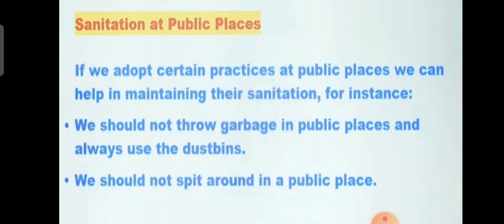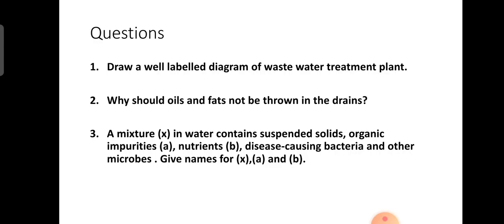Right? Now, the last thing is your questions which you have to do. Questions are very easy, but still if you face any problem solving them, you can ask me. First question for you is, draw a well labeled diagram of a wastewater treatment plant. Only the diagram you have to draw here with proper labeling, because the diagram is very important. Once you understand the diagram, you can easily write the things in your own words.